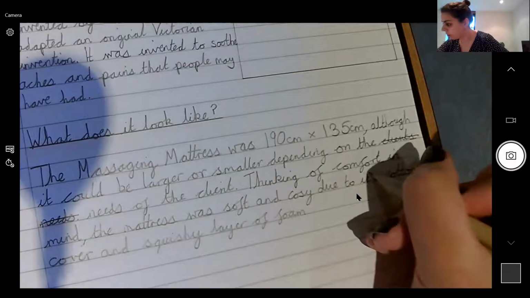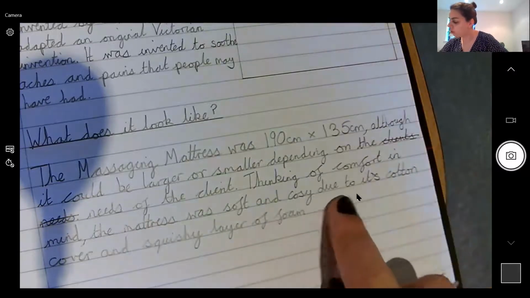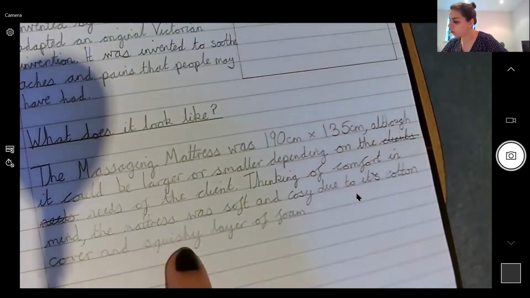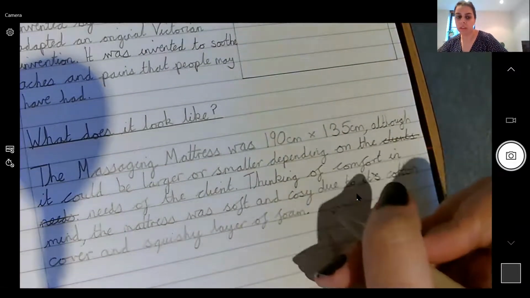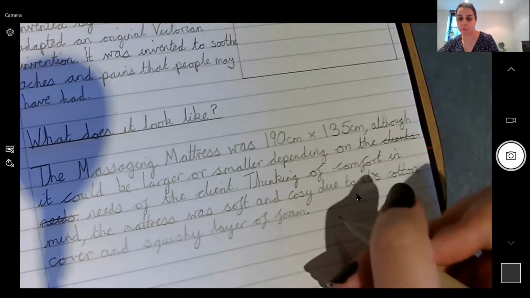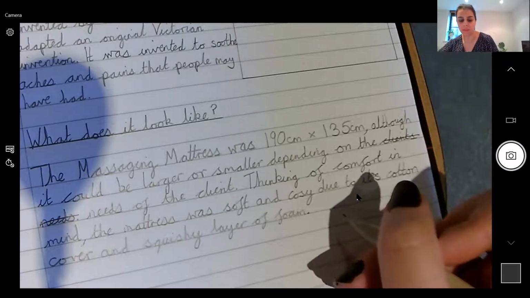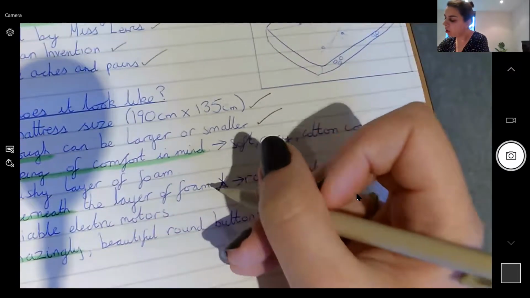So I need to put one line through my apostrophe, and I'm going to join my T and my S together. Cozy due to its cotton cover and squishy layer of foam, full stop. So I've checked through it and I've made those changes. That's absolutely fine. I want you to just double check your sentences before you move on to your next one. Okay, and have a look at my notes again. Remember to keep going back to your plan.